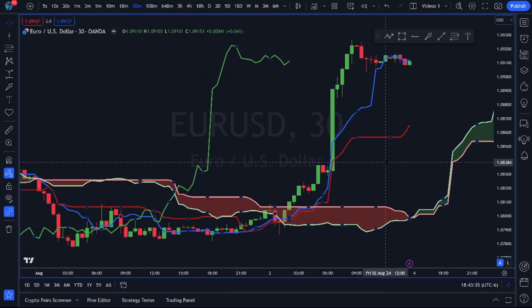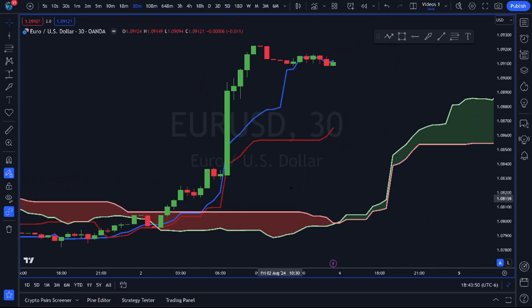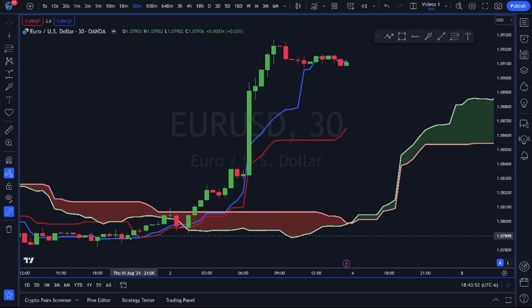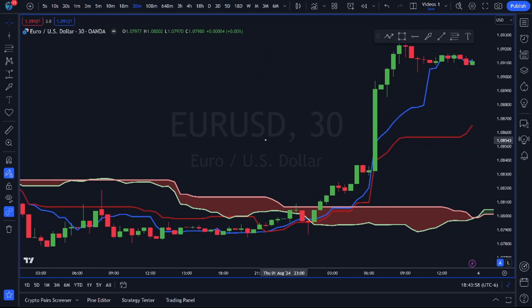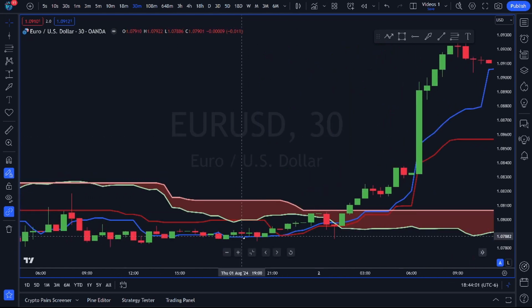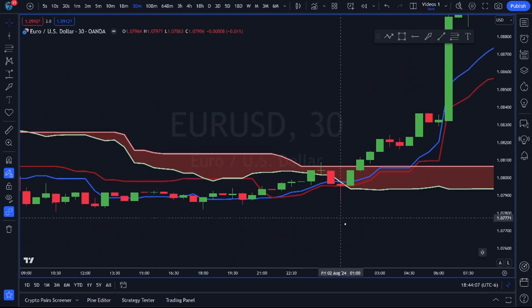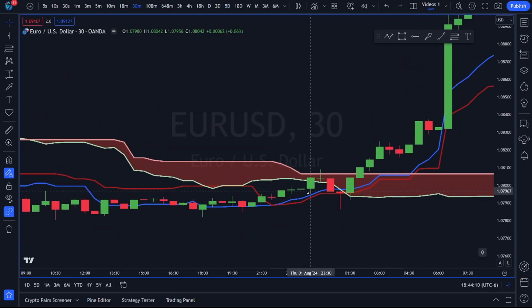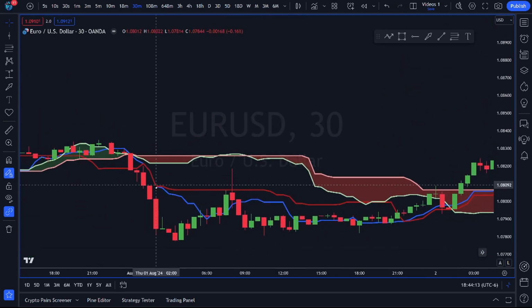So let's talk a little bit about how these are all usable. But probably the easiest ones to use are going to be the conversion line and the baseline. And what they mean, very simply, is that when the blue, the conversion line, is above the red, which is the baseline, that means price is probably going to become bullish in the future. And vice versa, when the blue goes below the red, then price is going to become bearish.